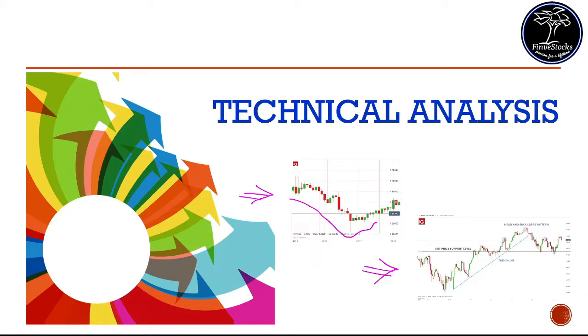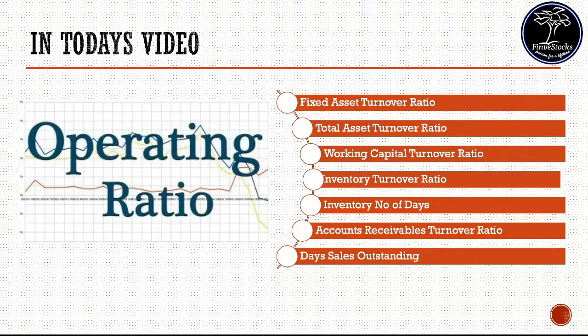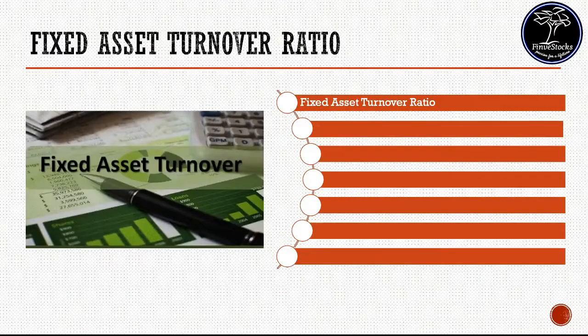So in today's video, we will see what operating ratios are and what the different types of operating ratios are. The different types of operating ratios are fixed asset turnover ratio, total asset turnover ratio, working capital turnover ratio, inventory turnover ratio, inventory number of days, accounts receivable turnover ratio, and days sales outstanding. So now let's see operating ratios one by one.